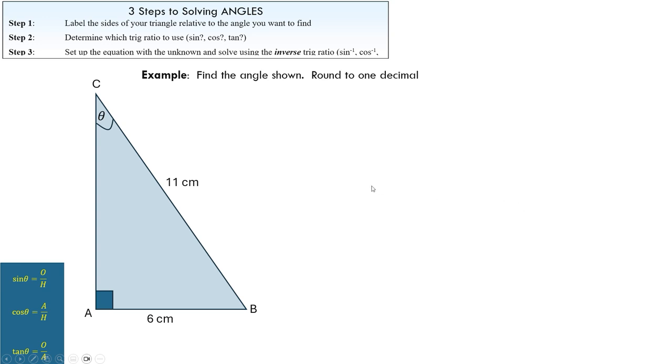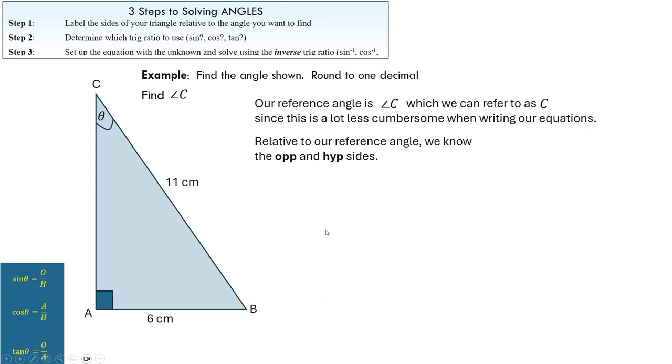All right, let's put this to use in a more concrete example. We're told to find the angle shown. Well, our reference angle shown is angle C. So we want to know what angle C is. We're told that one of the sides is 11 centimeters and another side is 6 centimeters. Since C is our reference angle, we can know that this is going to be our opposite and this is going to be a hypotenuse.